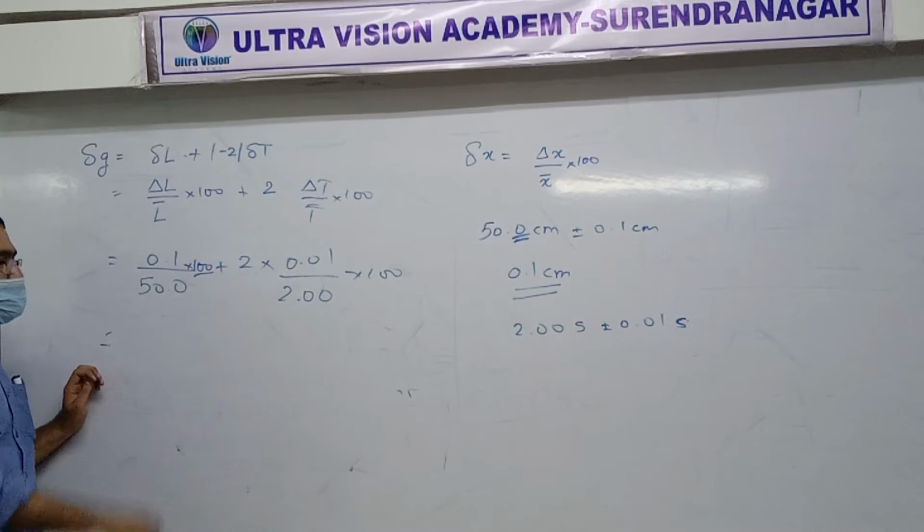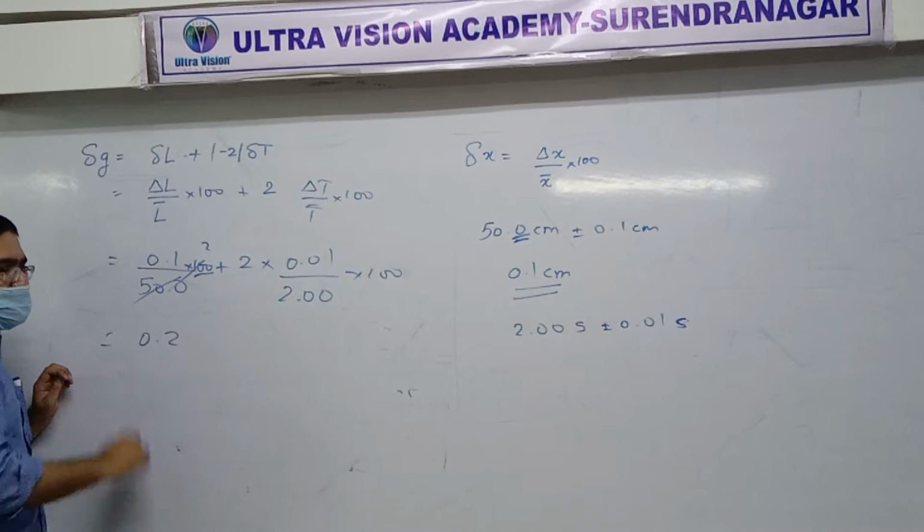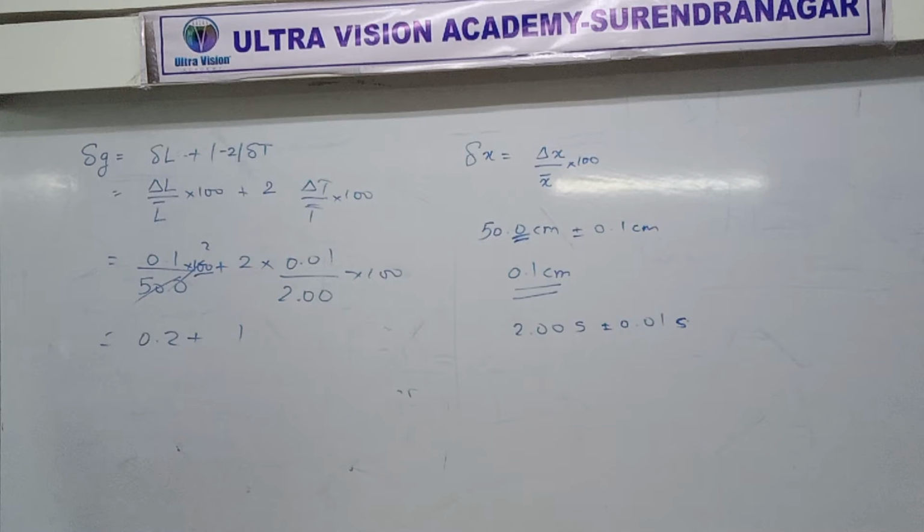Okay. So 0.2 here and 1 here. Correct or not? Yes. And the answer will be 1.2%. The formula already looks easy now. You don't have to worry about it. At least this chapter is a lot more about formula, right? Unlike many other chapters of physics.